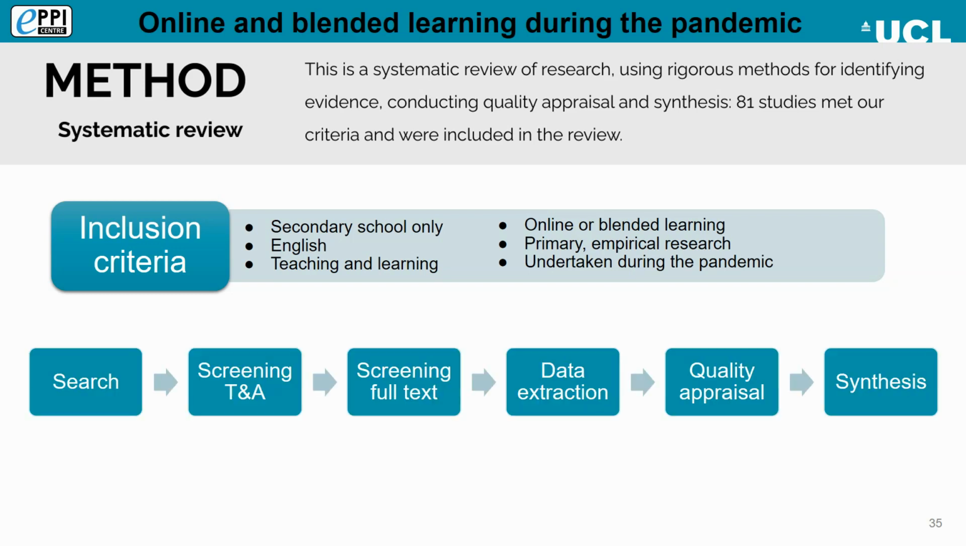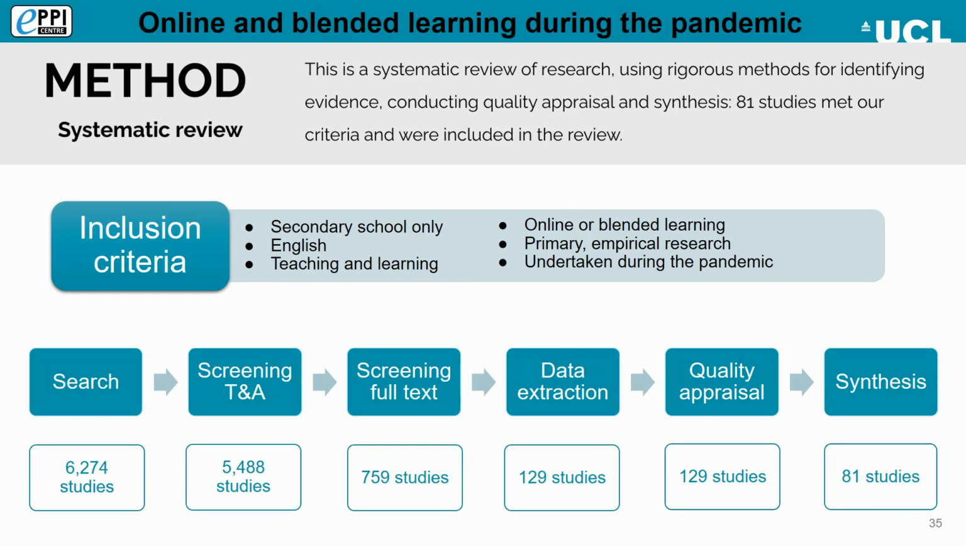The steps again were the same. So the search resulted in just over 6,000 studies, and we screened 5,500 studies on title and abstract. Following that stage, we screened 759 on full text, and that led to 129 studies being coded for data extraction and a quality appraisal, which led to 81 studies being identified for synthesis.